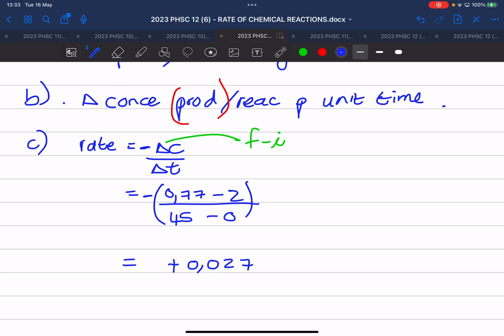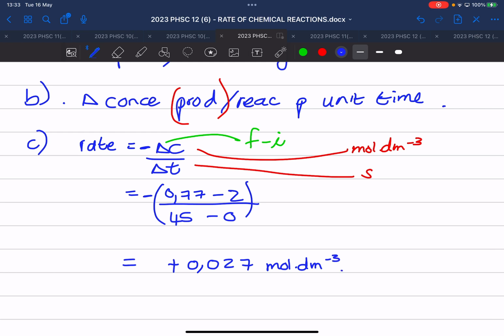Okay, now we need the unit. What was the unit for concentration again? Moles per decimeter cubed. And for time, in this instance, it was seconds. It's not always seconds. Sometimes it's minutes or whatever. In this instance, it was seconds. So you're going to write there mole per decimeter cubed per second.